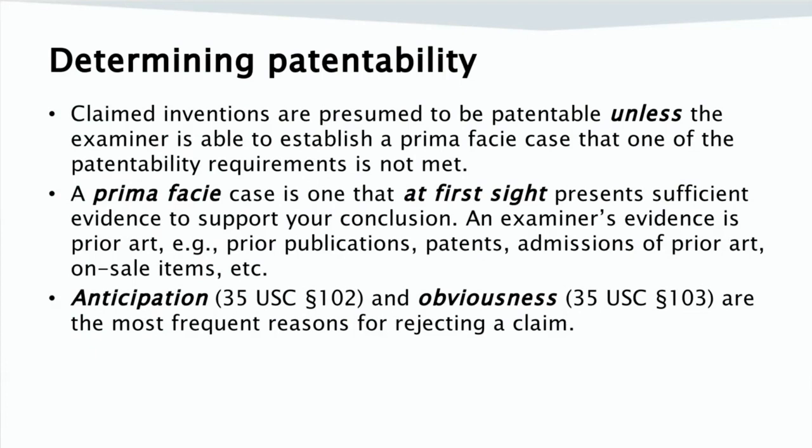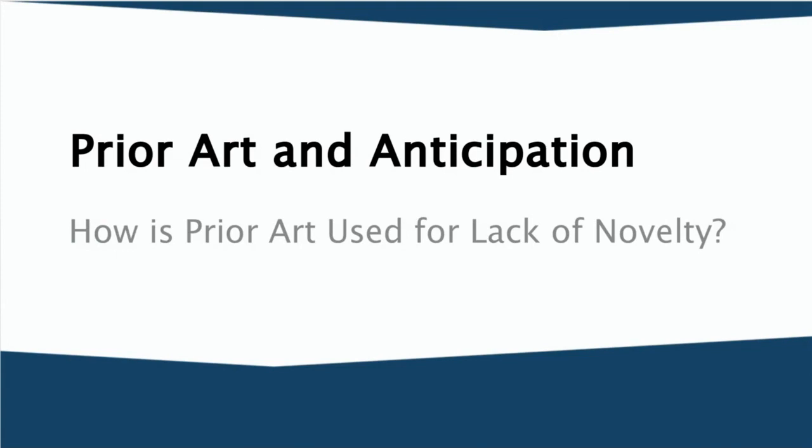Anticipation, or novelty, is discussed in 35 U.S.C. 102, whereas obviousness is discussed in 35 U.S.C. 103. Because we use prior art to establish anticipation and/or obviousness, rejections under 35 U.S.C. sections 102 and 103 are referred to as prior art rejections. We will now discuss how prior art is used to show anticipation or a lack of novelty.